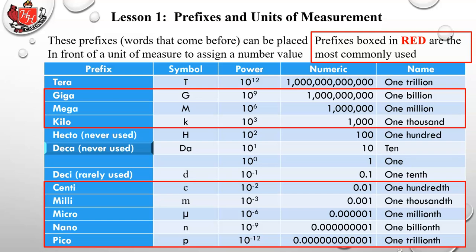Then going down to some smaller units, centi means 1/100th, and that's a lowercase c. Milli is a lowercase m, that's 1/1000th. Micro, which is that Greek letter mu, a kind of U-looking shape, is 10 to the minus 6, that's 1/1,000,000th. Nano, lowercase n, is 10 to the minus 9th, that's 1/1,000,000,000th. And pico, lowercase p, is 10 to the minus 12th, and that's 1/1,000,000,000,000th.